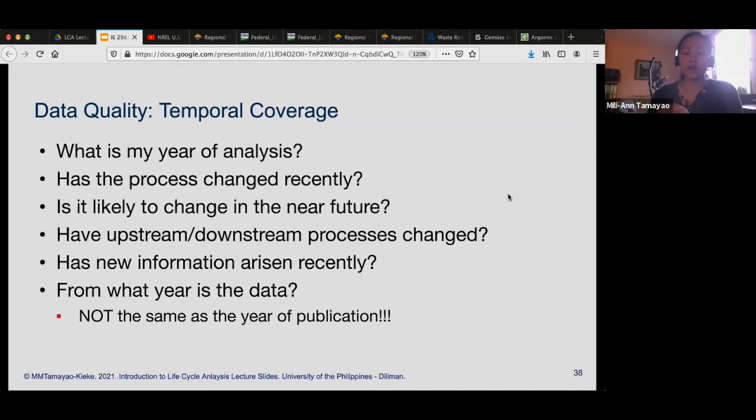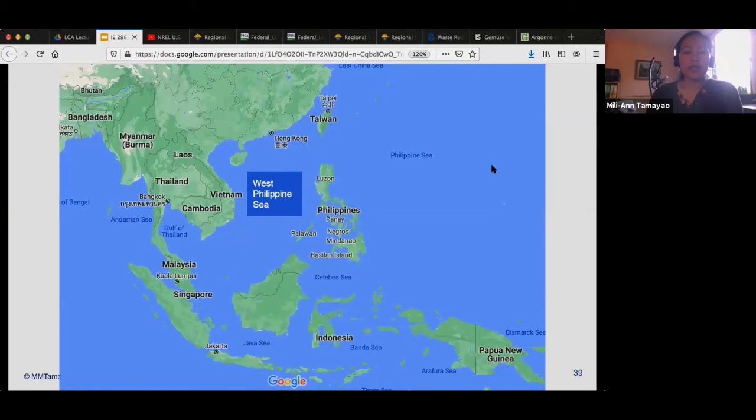Because sometimes if you look at journal articles, the year that the article was published is not necessarily the year in which the data was collected. Next, we talk about geographical location. You have to take into consideration the geographical scope of your study. By the way, I took this from Google Maps, and I noticed that they label this as the South China Sea, so I put here West Philippine Sea instead.